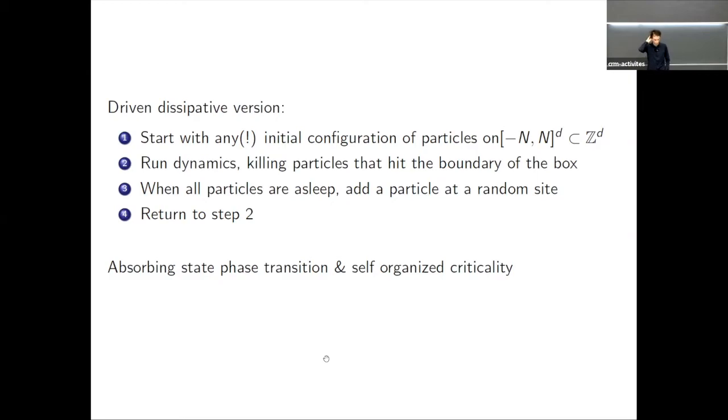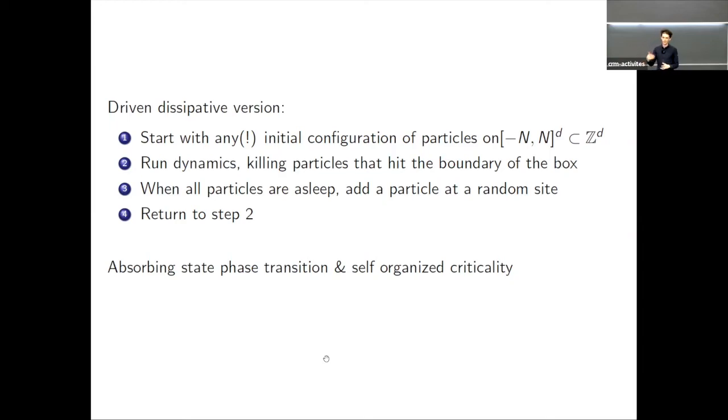So it's this driven dissipative version. The infinite version, or on the torus or on the ring, those all had mass conservation. The total number of particles doesn't change. This is a version where the mass is not conserved. So what I do is I start with a configuration on a large box. I run the dynamics, but any particles that fall off the edge of the box, I kill them. I forget about them. And when everything's asleep, when the system fixates, I just drop a new particle at a random site and continue.